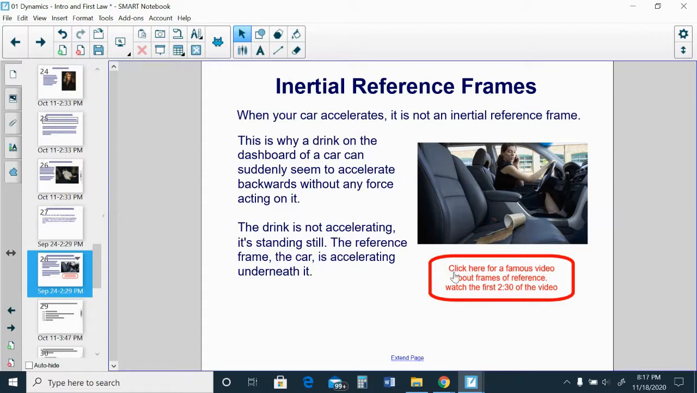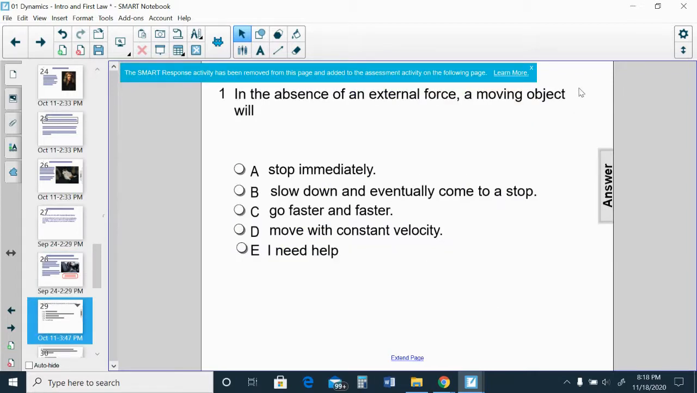Let's take a look at a famous video about frames of reference. Okay. Let's try a couple practice problems.